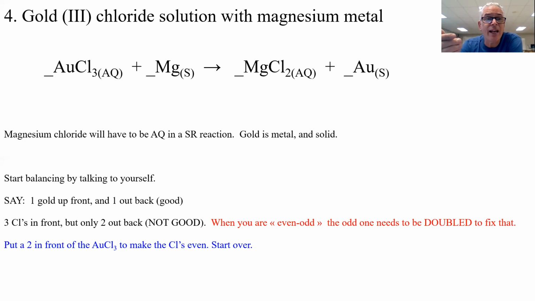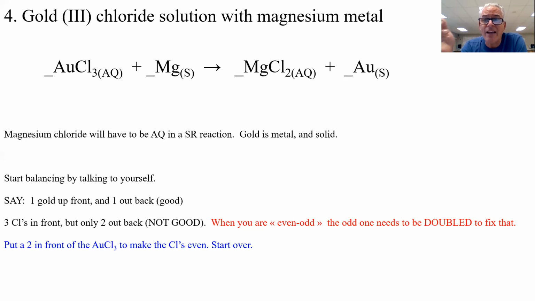So we're going to say it. Ready? There's 1 gold in the front. There's 1 gold in the back. Good. There are 3 chlorines in the reactant side, but there's only 2 chlorines in the product side. Now 3 and 2 is even and odd. Actually, it's odd and even, right? There's 3 odds and 2 evens. The odd one is broken. That's our mantra. Our odd one is broken. The odd one needs to be doubled in order to make it even. And then we have to start all over.